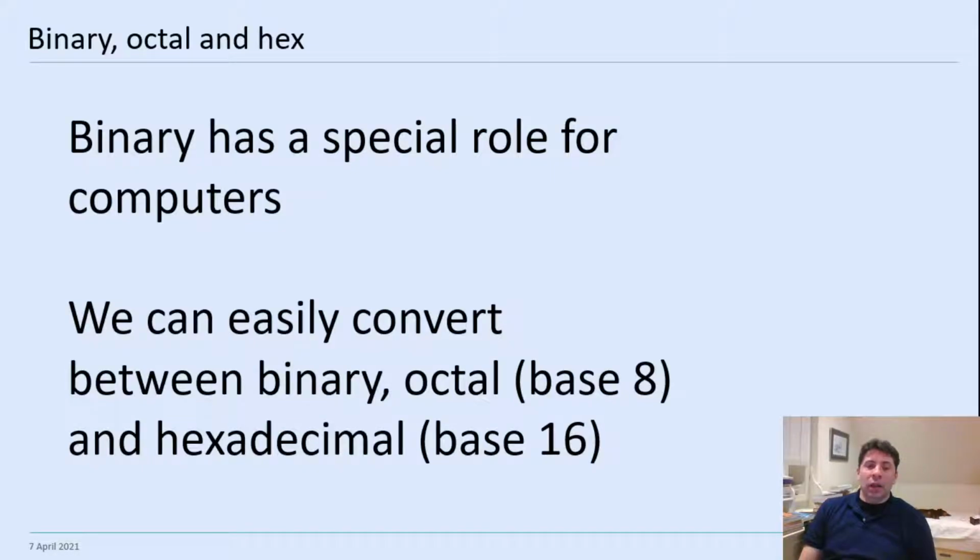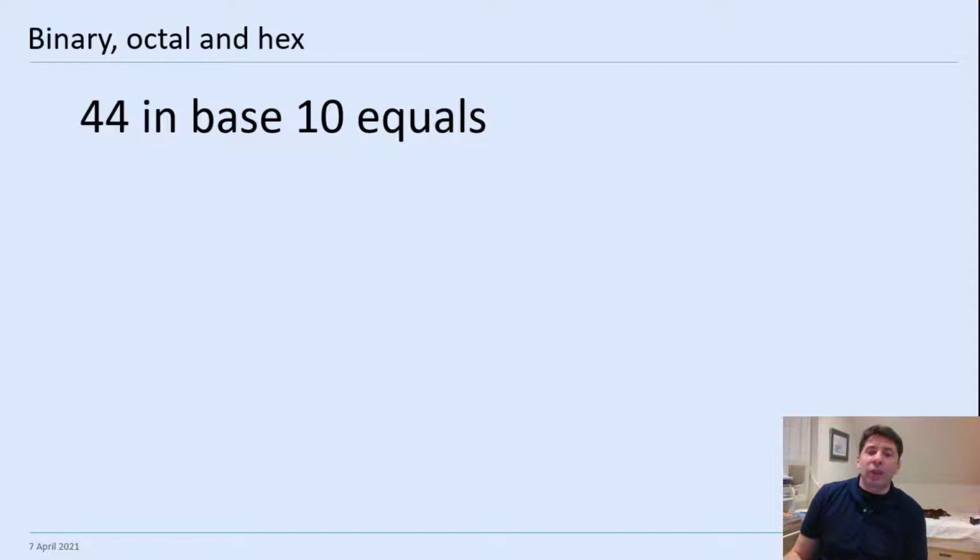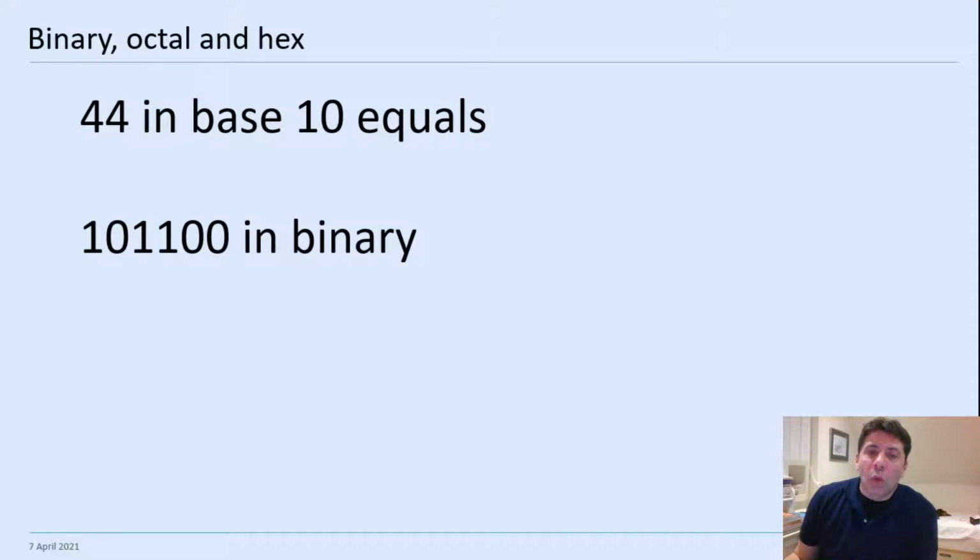Back to base 10. Binary has a special role for computers, and also we can easily convert between binary, octal, base 8, and hexadecimal, base 16. Hexadecimal is also used a lot for computers. This is how we do it. So 44 in base 10 equals 101100 in binary, because going from the left, the first 1 here is worth 32. Then we've got no 16s, we've got an 8 and we've got a 4. So 32 plus 8 is 40, plus 4 is 44.